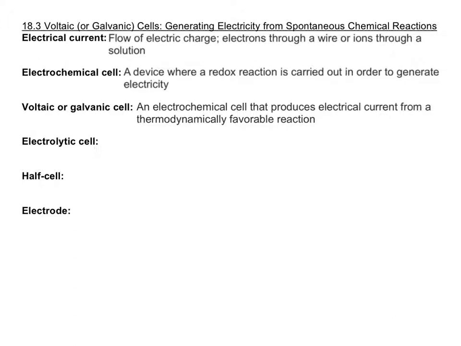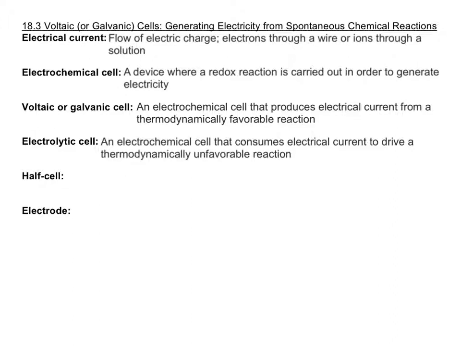But there is also another kind, and the second type of electrochemical cell is called an electrolytic cell. And an electrolytic cell consumes current so that it can drive a reaction that is not thermodynamically favorable. So it essentially takes things in the opposite direction. And probably the version of this you're most familiar with is when you do electrolysis with water to generate hydrogen gas and oxygen gas. That reaction doesn't happen spontaneously on its own. You have to put electrical current in to make that happen.